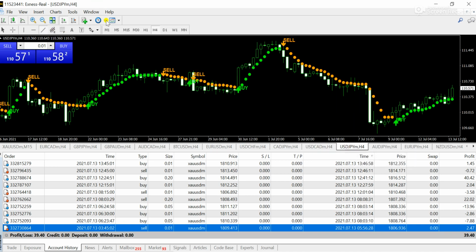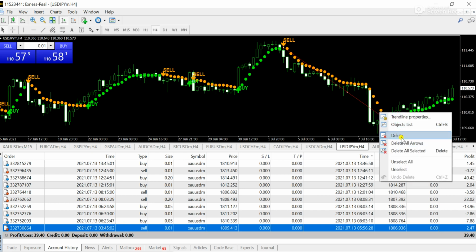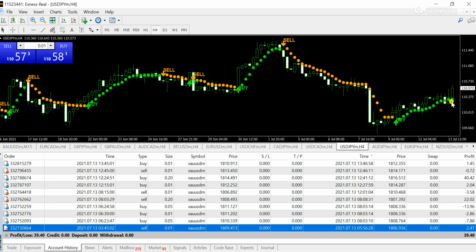So what is called good momentum? Look here on USD/JPY 4-hour, we had a sell signal, the market went drastically down, and then we received a buy signal. This is the continuation of the trend. The green dots tell you that the market is still in the trend. So in between these green dots, if you want to take a buy position, you can.